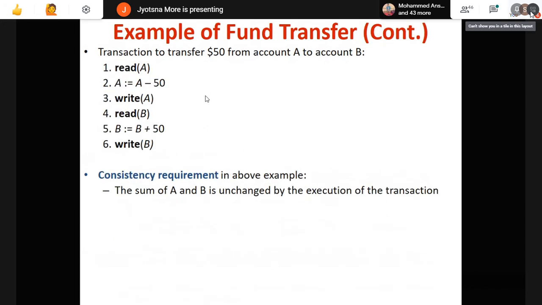Third one, consistency. Just now I explained it while explaining atomicity. The sum of A plus B is unchanged by the execution of the transaction. Before transaction execution, it was 200 plus 200, that is 400. After executing the transaction, it was 150 plus 250, that is 400. It means my transaction is consistent, or it is satisfying the consistency.